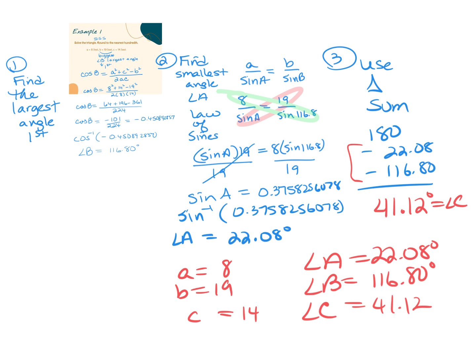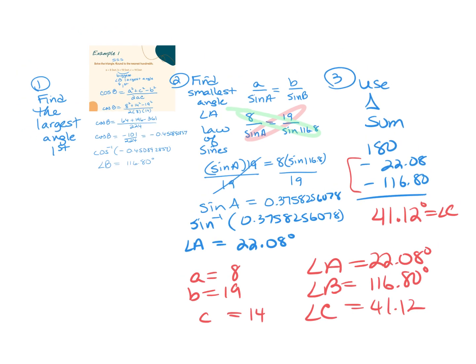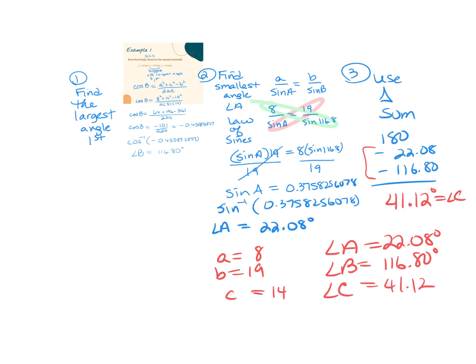This one, the law of cosines, does not produce a second triangle. You just do all of this calculation one time. So the first step, when it's side, side, side, is to use law of cosines to find the biggest angle first. Then step 2, we use law of sines to find the smallest angle. And then the third step is just to use the triangle sum.